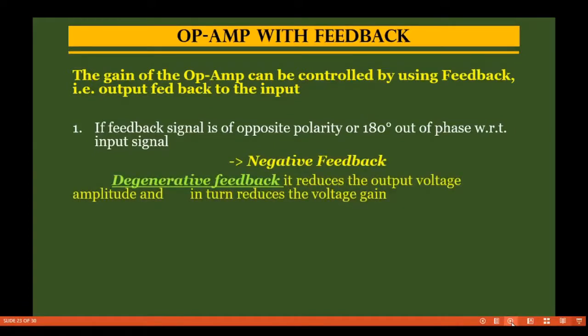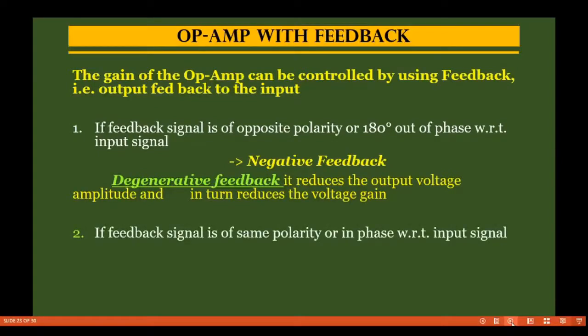And this negative feedback is a degenerative type of feedback. Degenerative means it reduces the output voltage amplitude, and in turn reduces the voltage gain of the system. Apart from the open loop configuration, we need a controlled voltage gain. We need to control the voltage, and for that we have to go for negative feedback, so that some voltages can get reduced and you can control your op amp gain.